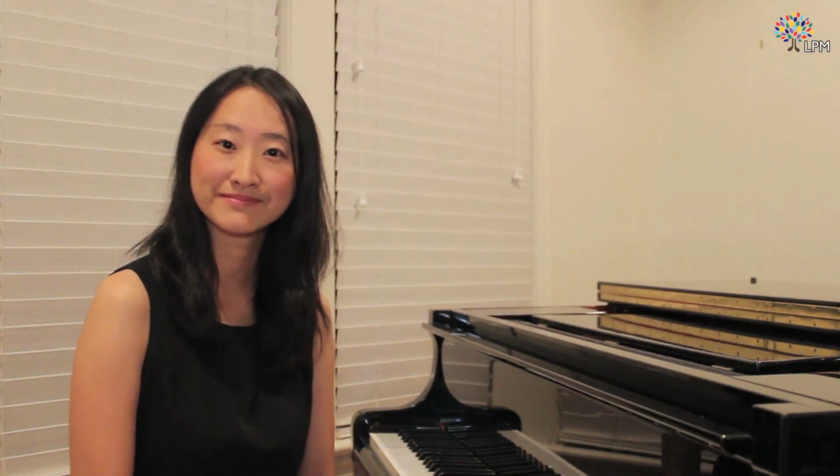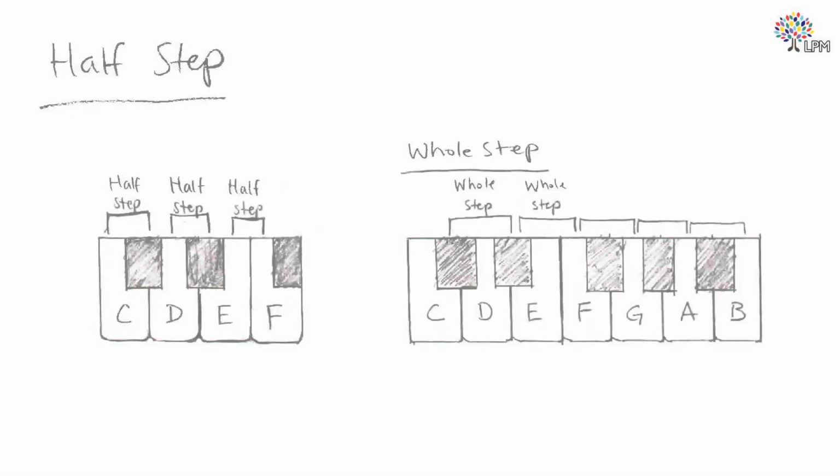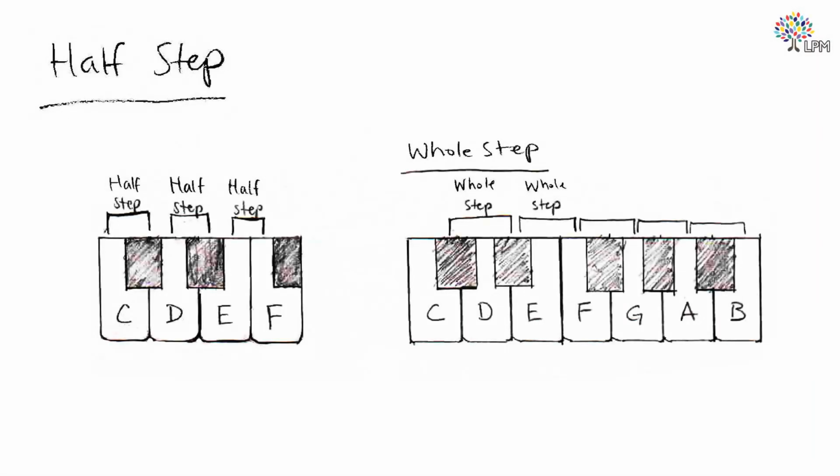First, let's talk about half steps and whole steps. A half step is the distance from any key to the very next key above or below it. This very next key can be a black or white key. In other words, there is no key in between. A whole step is 2 half steps combined, which means skipping one key, which can be black or white, in between.